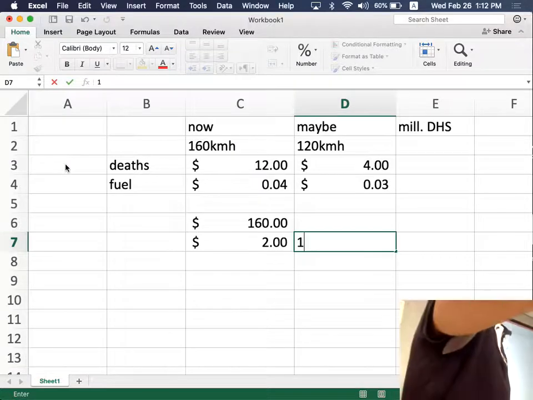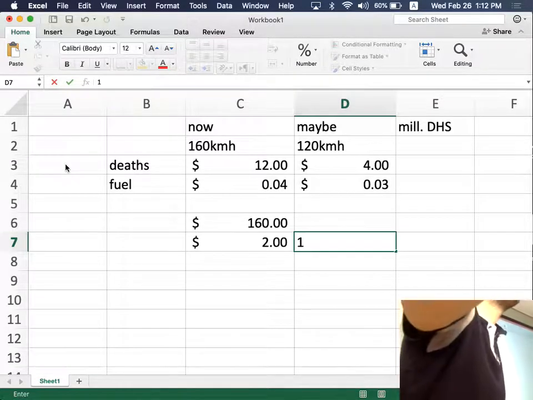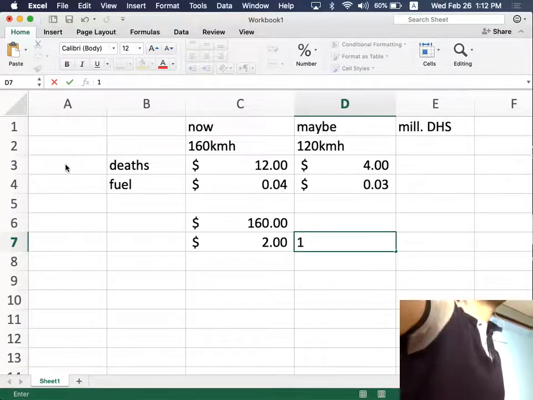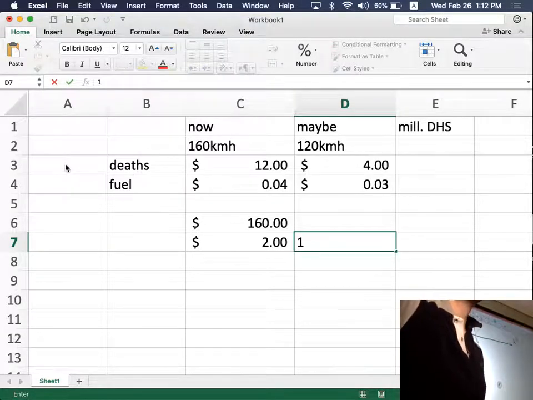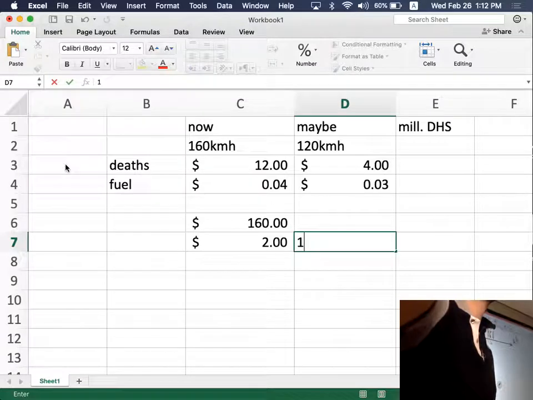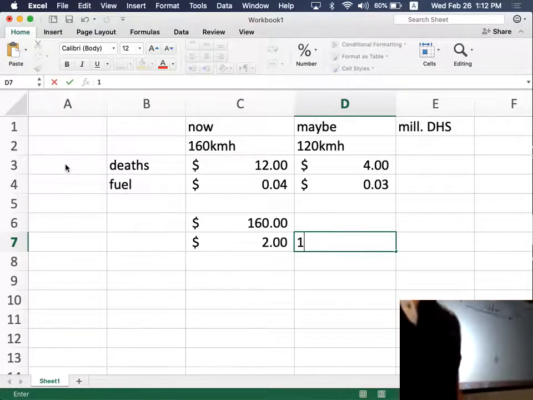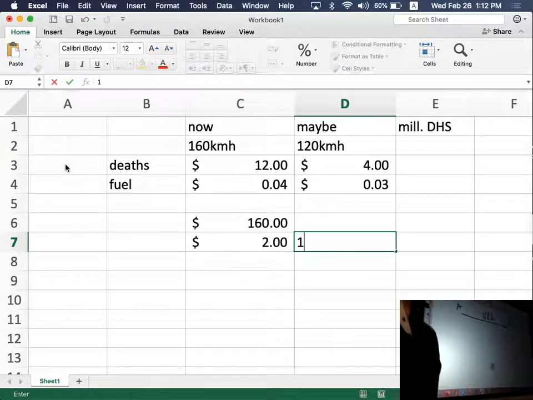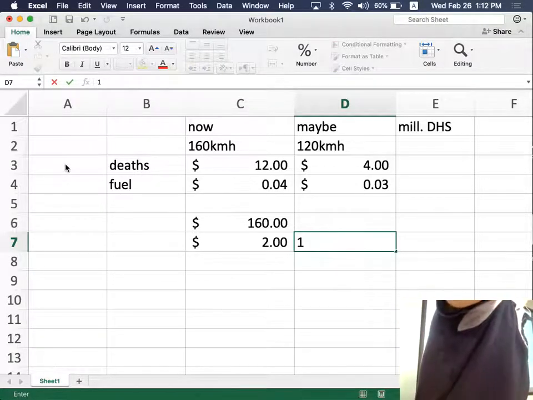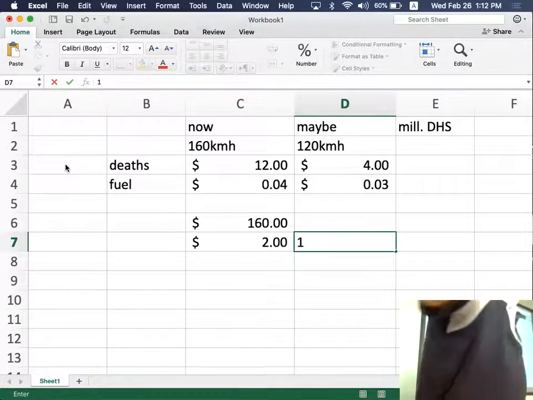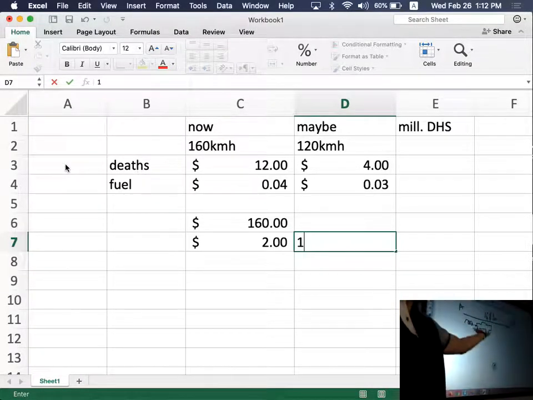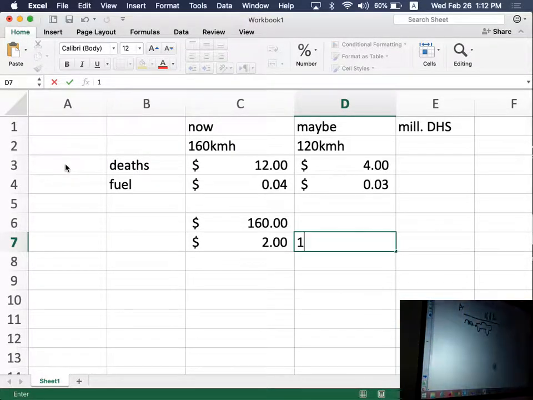Excellent. So let's see, we have a car from LA to Abu Dhabi. The distance is 160 kilometers. We want to find out how much fuel our car consumes. Tell me, what should I do?